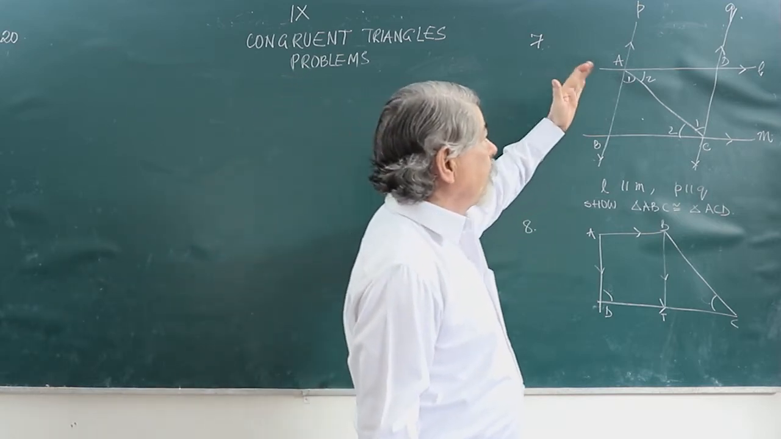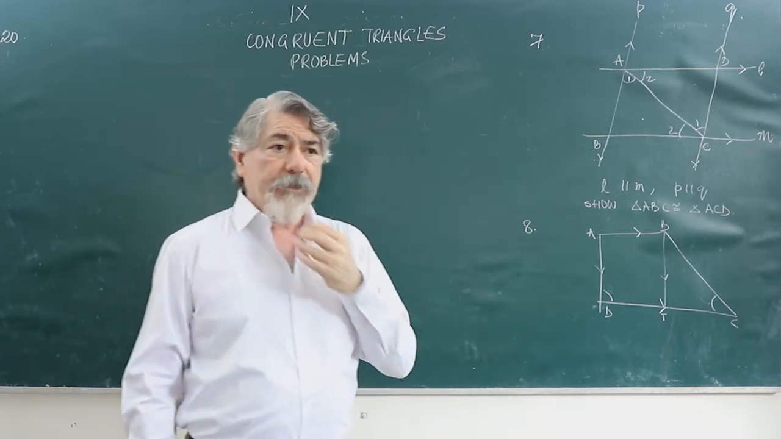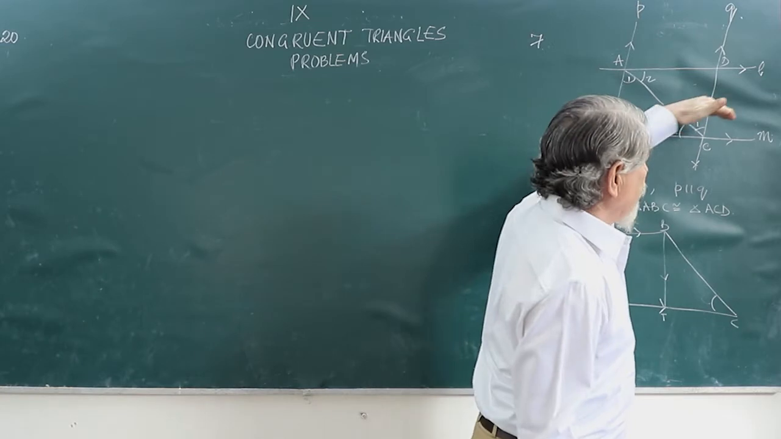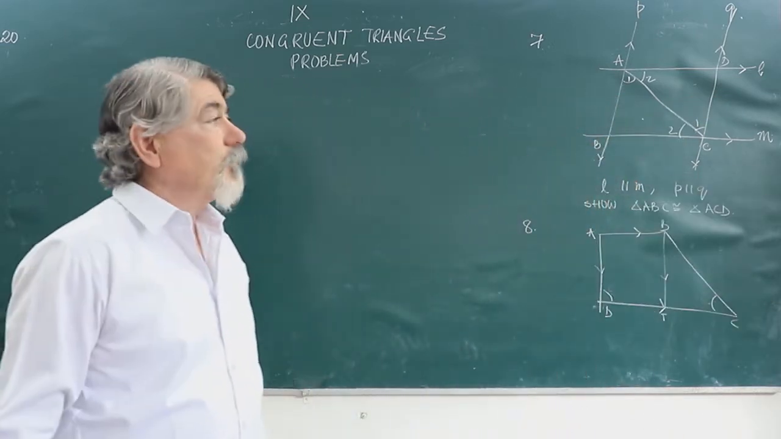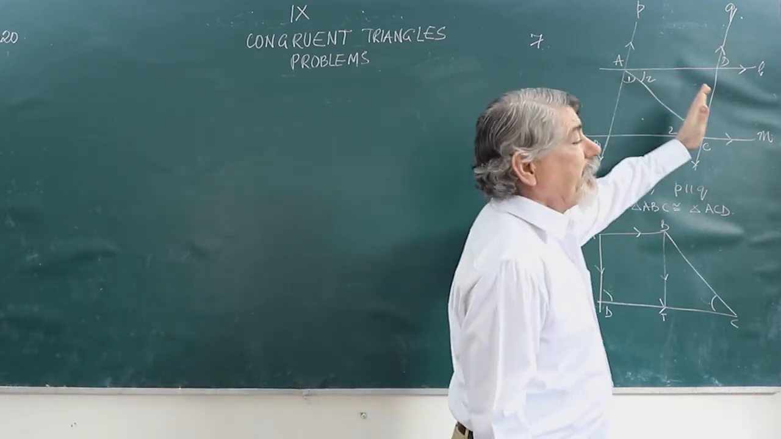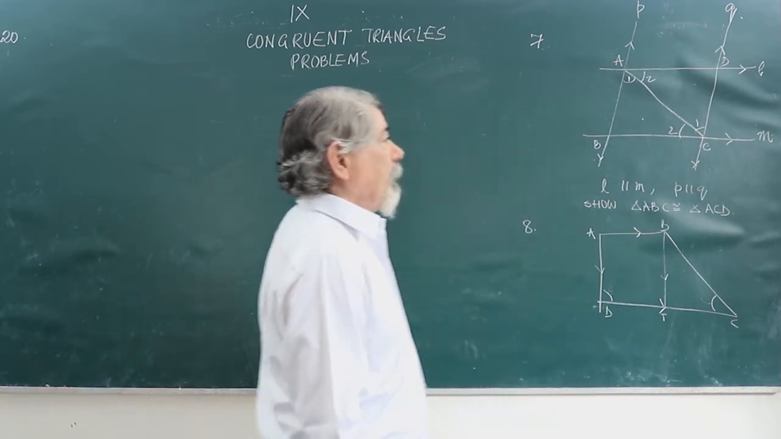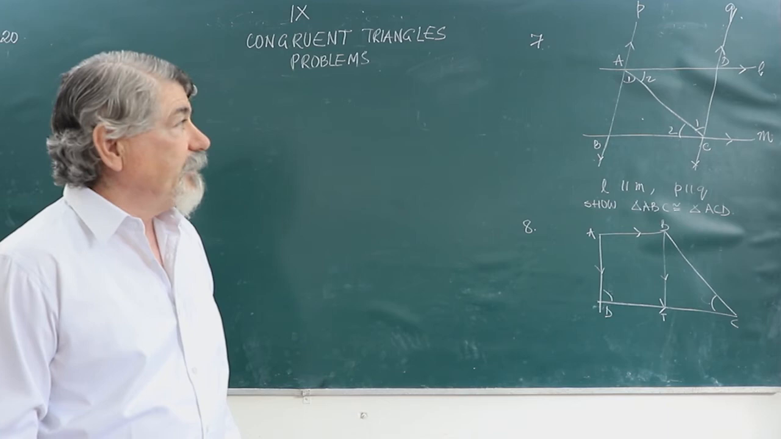He has given you two lines L and M, which are parallel to each other. These are horizontal lines, L and M, parallel to each other. There are two other parallel lines, P and Q, which are intersecting these two parallel lines L and M at points A, B, C, D.